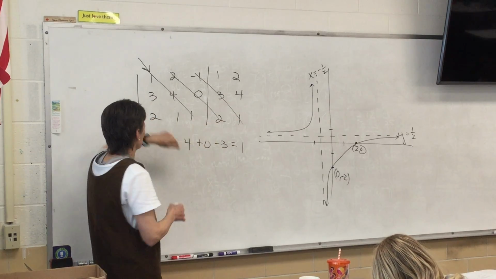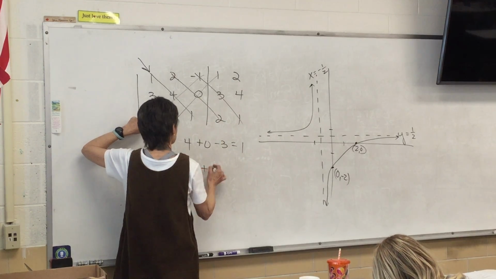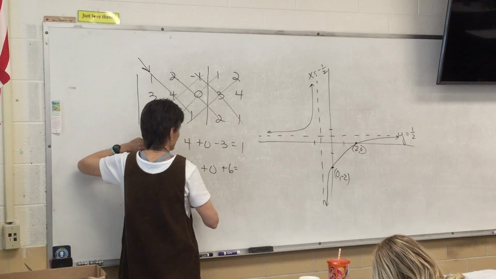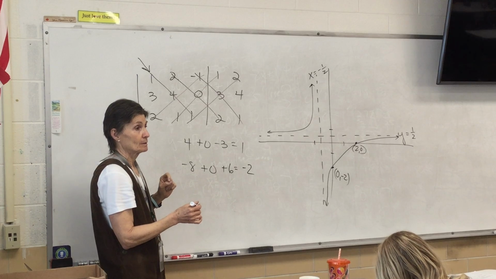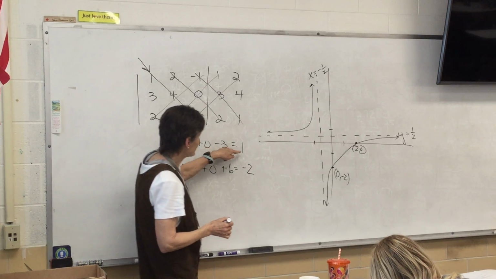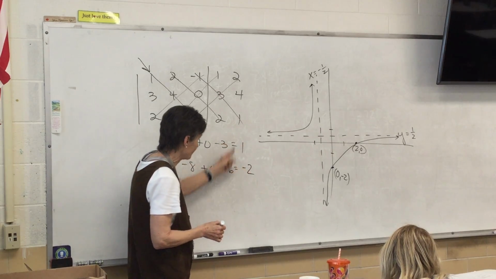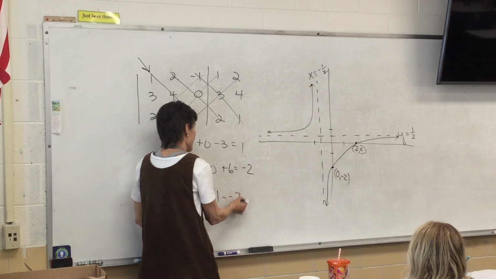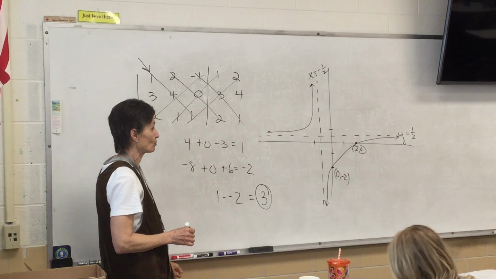Now, go the other way. So that's -8 and 0 and 6. So that one is -2. Now what do I do with these 2 numbers? My answer is going to be a single number, so I have to do something for these 2. What do I do? Subtract. So 1 minus -2. So the value of this determinant is 3.